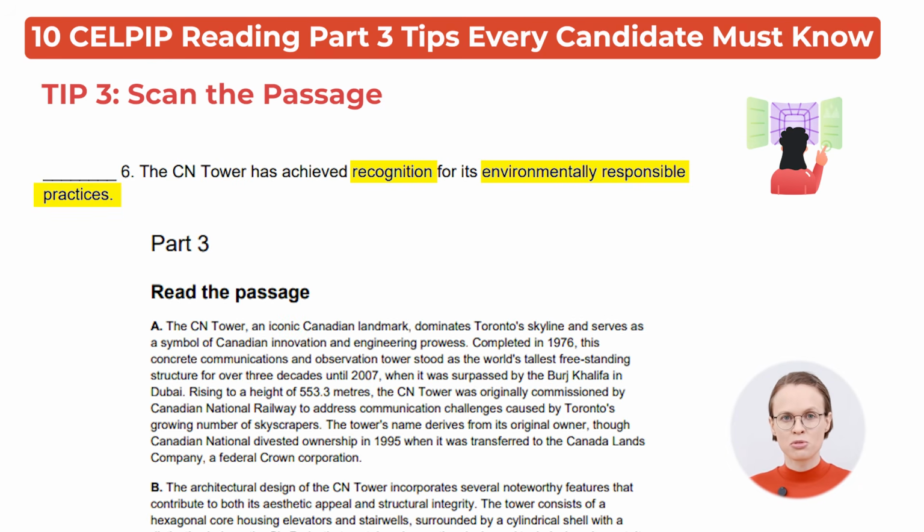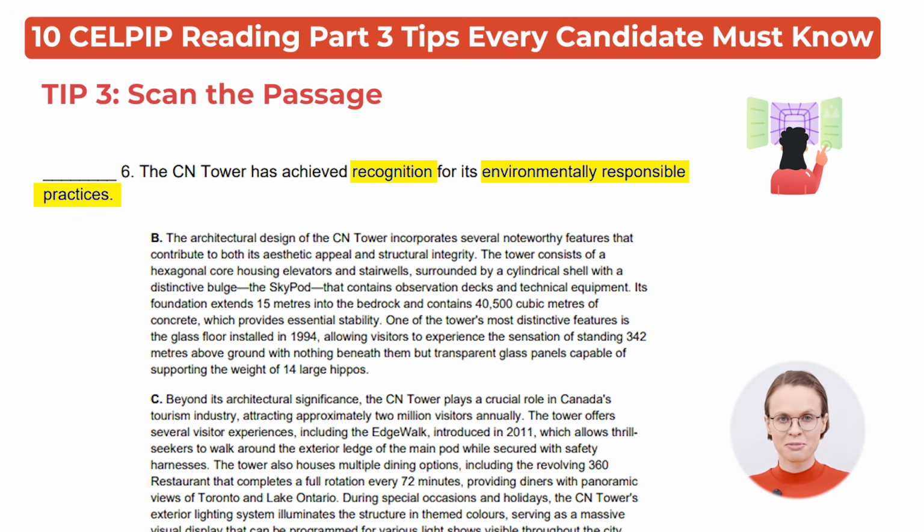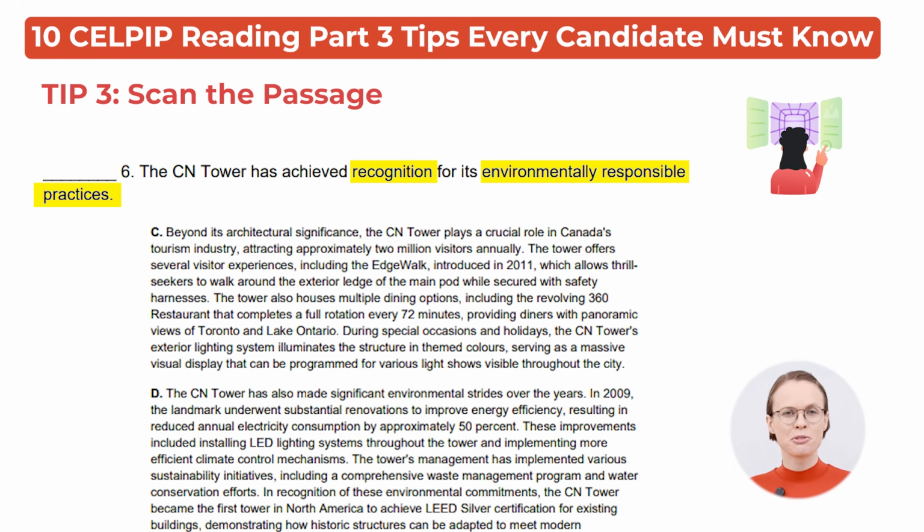As you quickly read through paragraph A, you're looking for these keywords or their synonyms. Paragraph A discusses the tower's history, height, and original purpose for communication, but we don't see anything about environmental practices or recognition for them. Let's move on to paragraph B. This paragraph discusses architectural design, the foundation, and the glass floor. Again, no mention of environmental practices or recognition. Paragraph C covers tourism, the Edgewalk attraction, the revolving restaurant and lighting displays, but still nothing about environmental recognition.